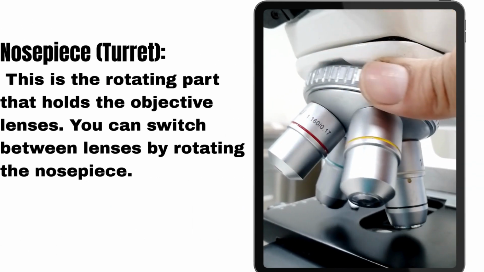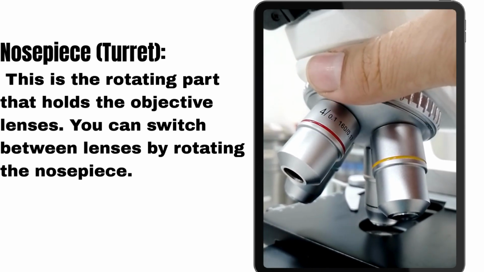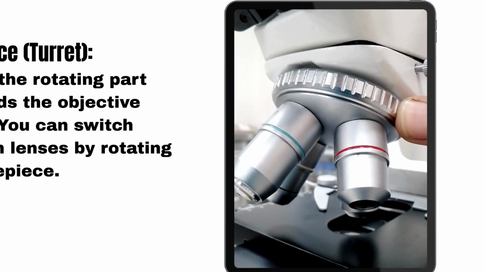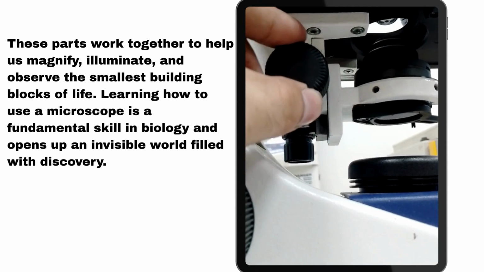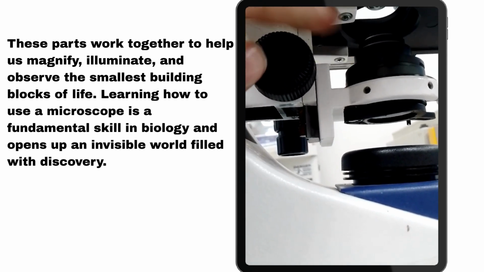Nosepiece, or turret. This is the rotating part that holds the objective lenses. You can switch between lenses by rotating the nosepiece. These parts work together to help us magnify, illuminate, and observe the smallest building blocks of life.